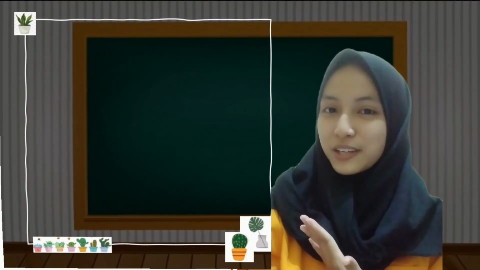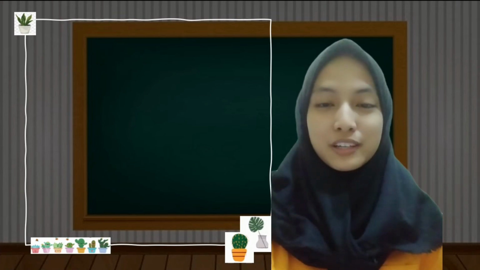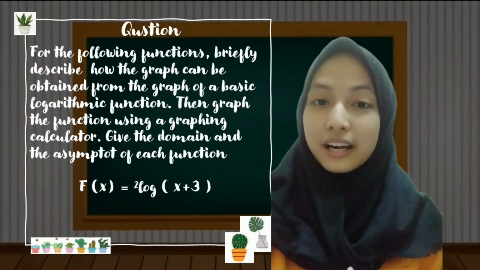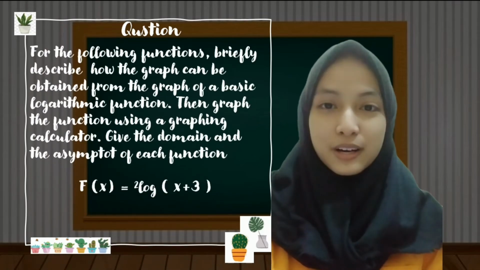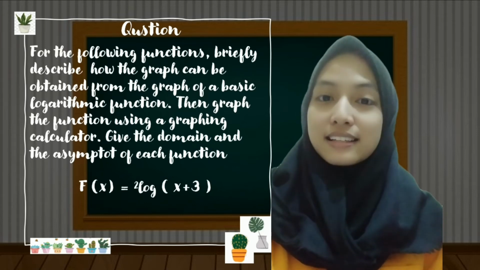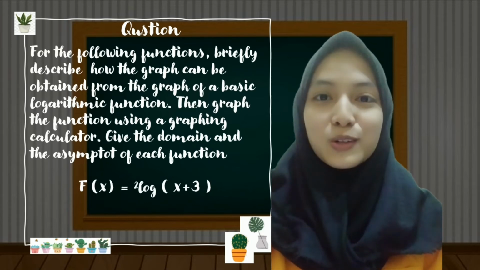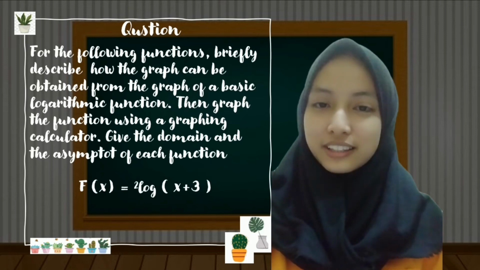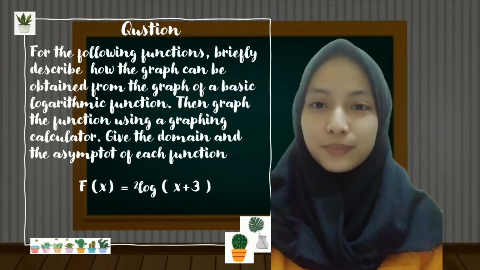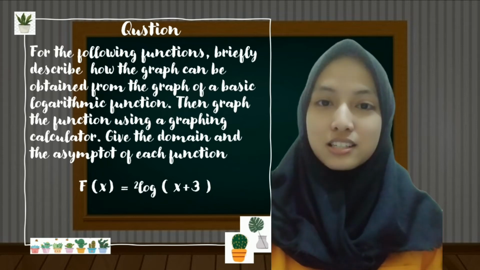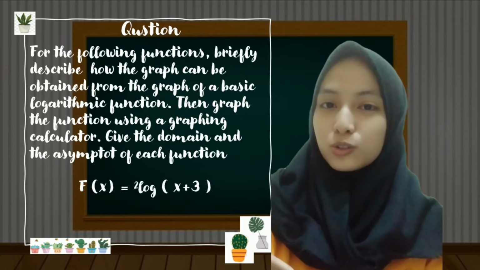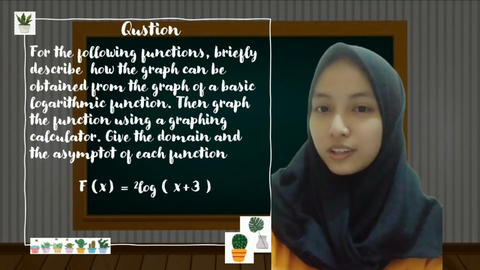Next, this is the question. For the following function, briefly describe how the graph can be obtained from the graph of a basic logarithmic function. Then, graph the function using a graphing calculator. Give the domain and asymptote of each function. f(x) equals log base 2 of x plus 3.